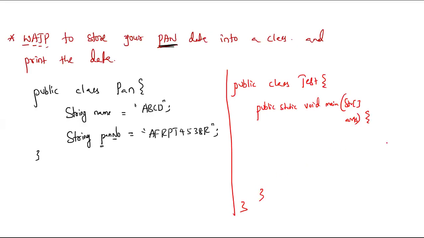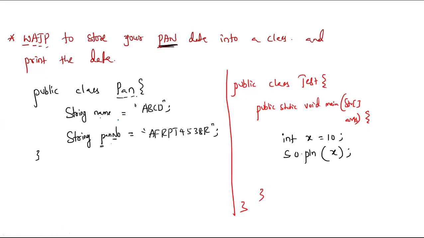If the class which has the main method has some data like int x equals 10, is it possible to print this x variable? Yes, this is what we discussed in the data types concept. System.out.println, we can print this x variable. Now, is it possible to print this PAN card data like name and PAN number directly here? No, it's not possible.